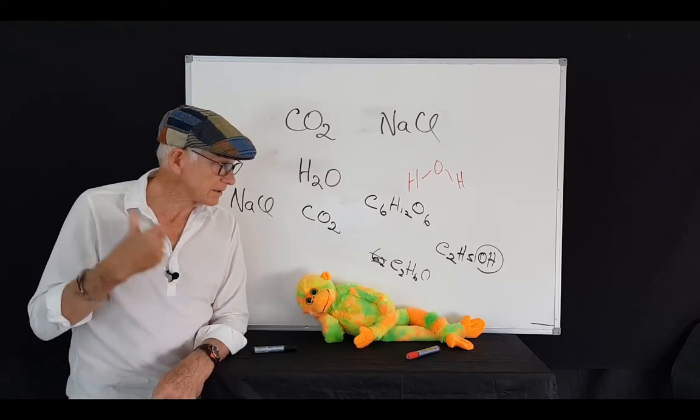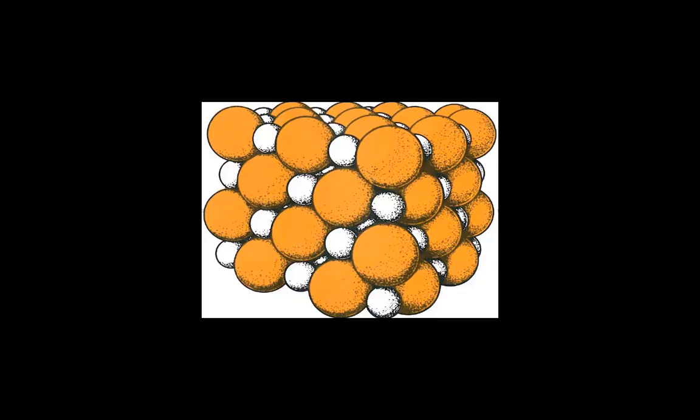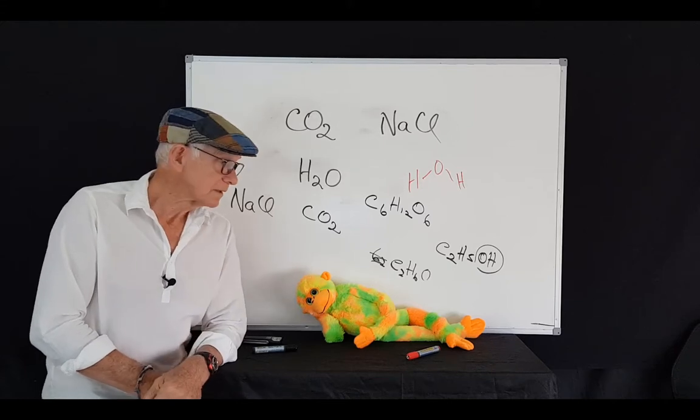Just a reminder, look at the representation on this screen. This is a portrayal of a tiny, tiny piece of sodium chloride crystal structure. The sodium ions, represented by the small white ones, each is surrounded by 6 chloride ions, represented by the large orangey-brown ones, and each chloride ion is surrounded by 6 sodium ions, and they're all held together by the electrostatic forces of attraction between positive ions and negative ions.